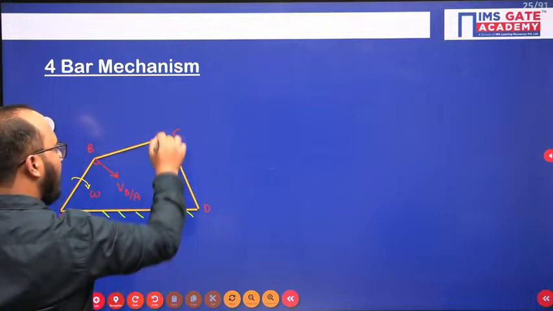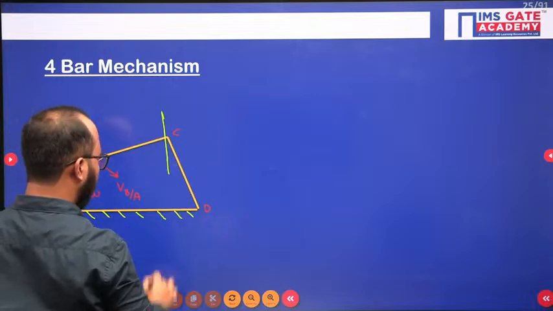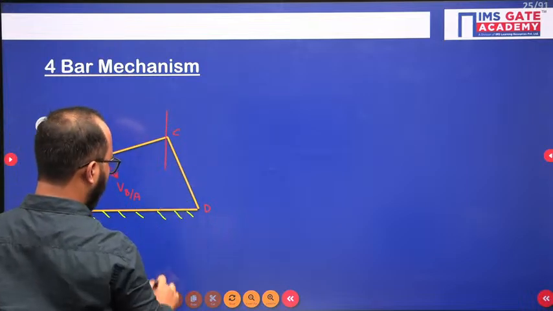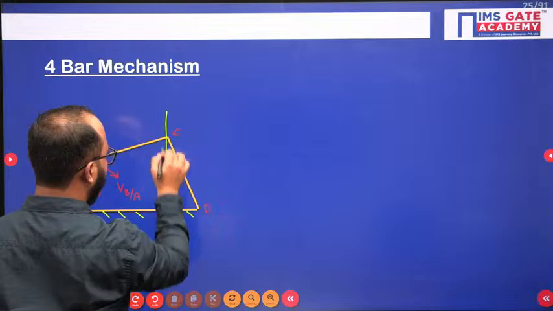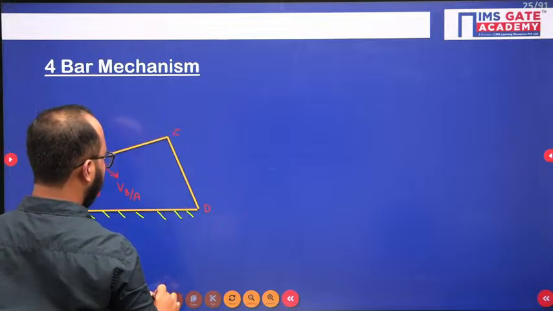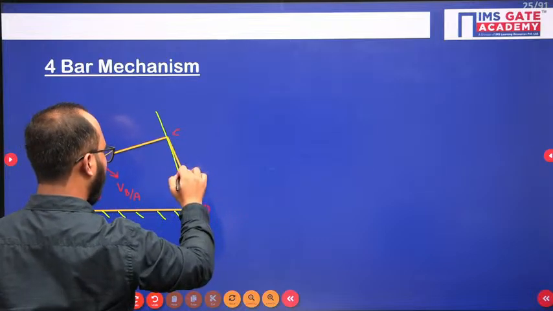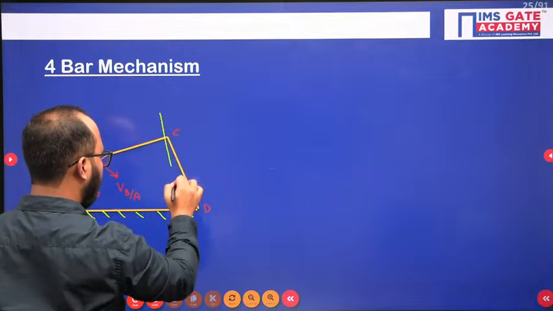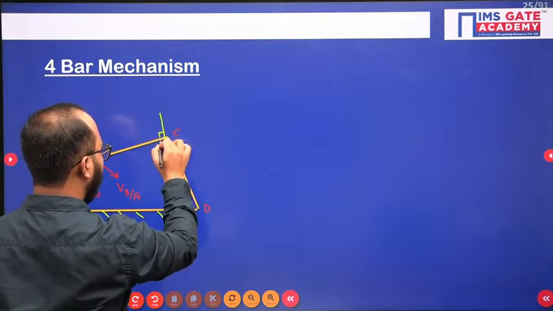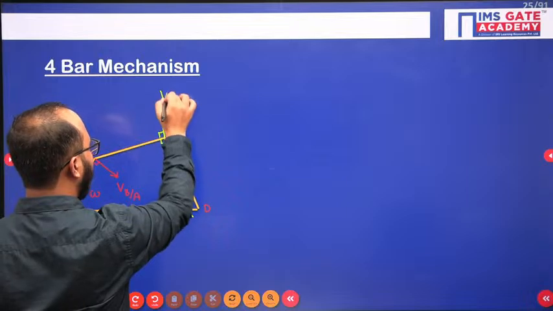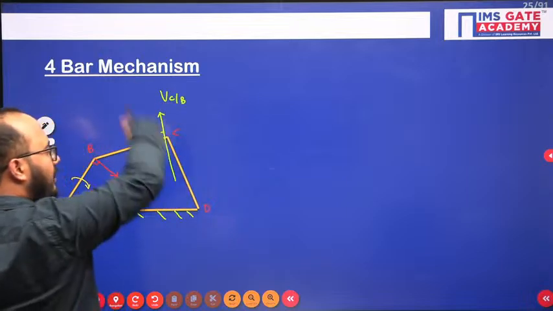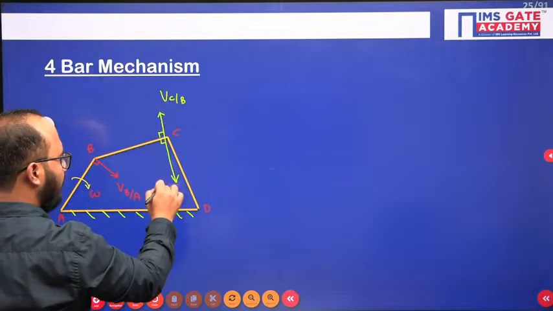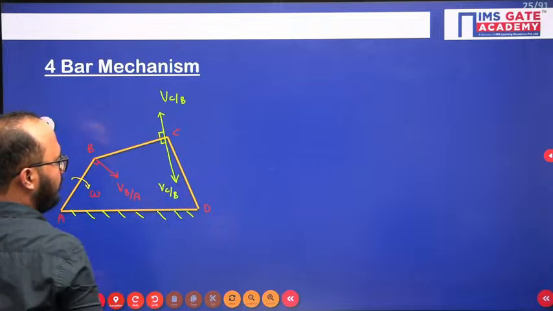So what I will do, I will draw the velocity vector. Okay, let me just draw like this, perpendicular to here. Either the velocity of point C with respect to B can be in the upward direction or it can be in the downward direction. At this moment I don't know.